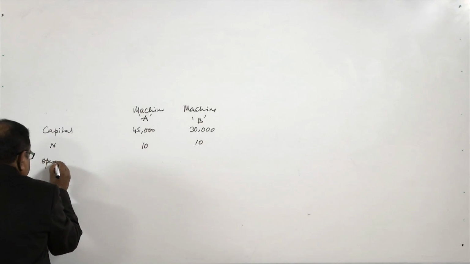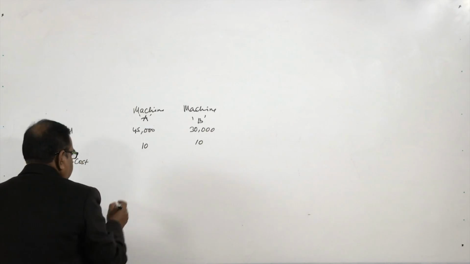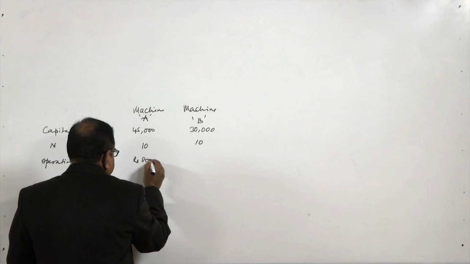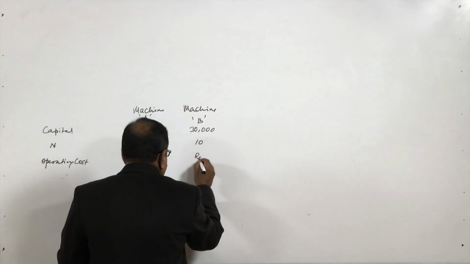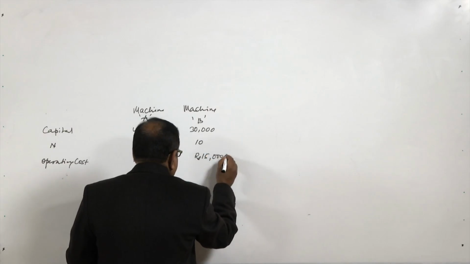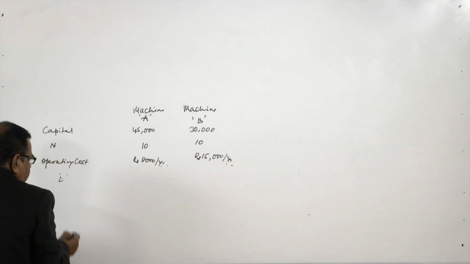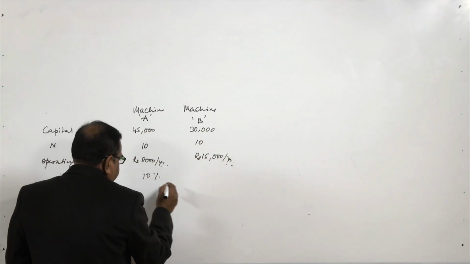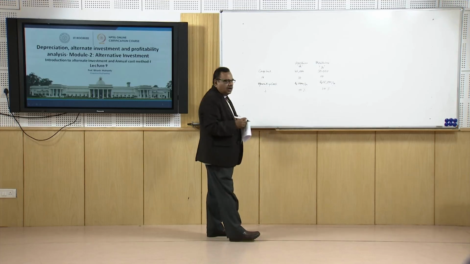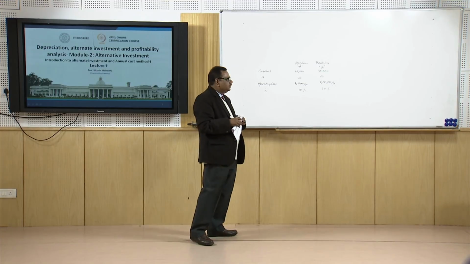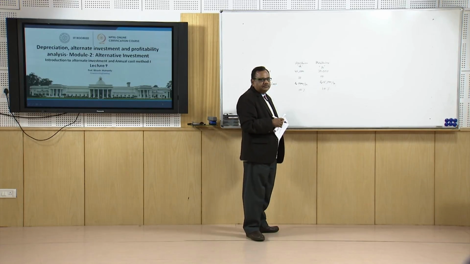Operating cost is equal to rupees 8,000 per year, and this is rupees 15,000 per year, and I is 10% and 10%. And our aim is to find out, using annual cost method, which machine I should select.